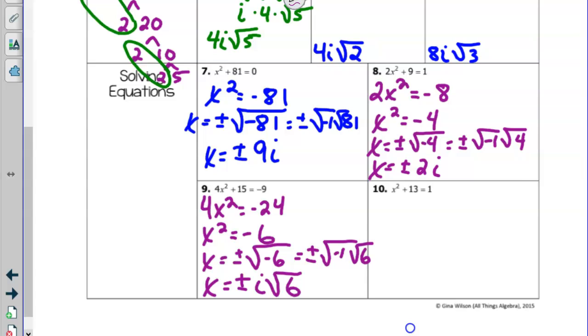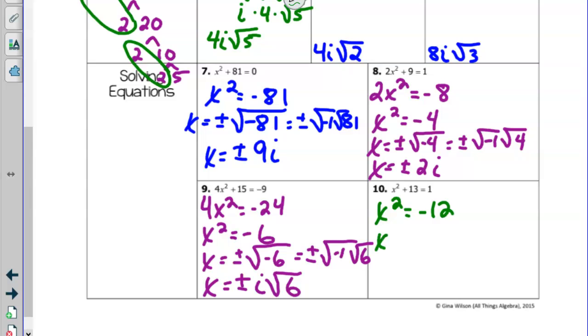Seem doable? Okay, I don't know. Still wondering. Well, let's do number 10 together. What's my first step? Very good. So x squared would equal negative 12. Now what do I do?